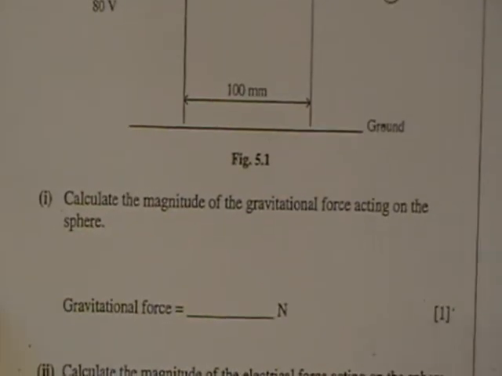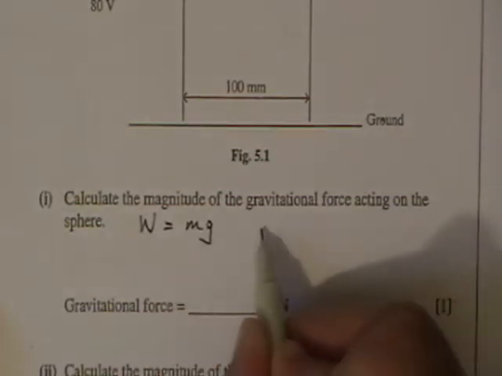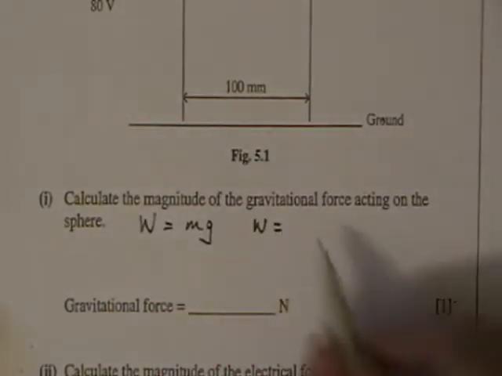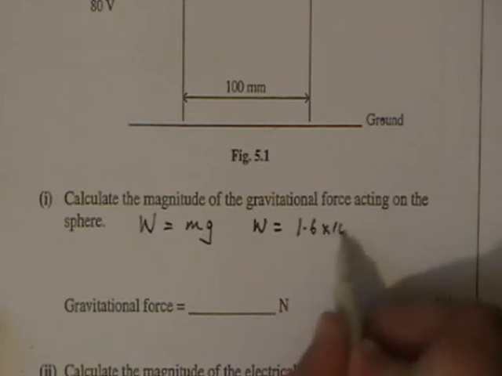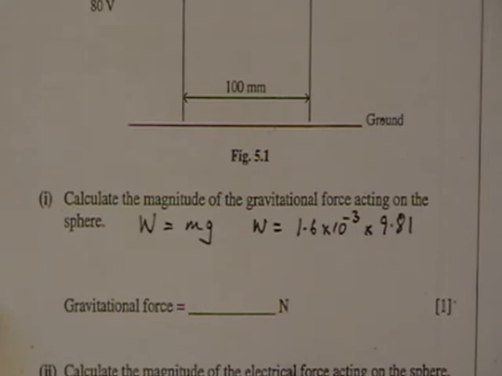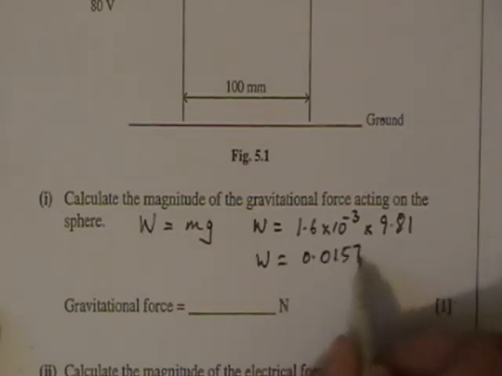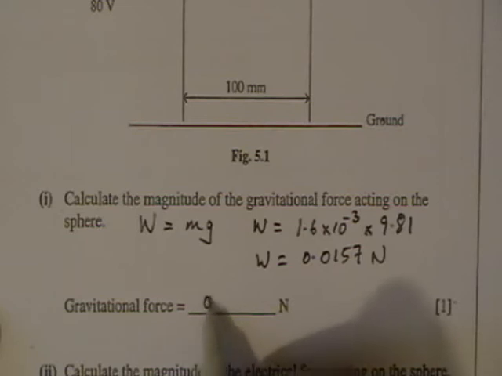Well, this is a fairly straightforward calculation. We're going to use W equals mg. We just need to be careful there that it's 1.6 times 10 to minus 3 kilograms times 9.81. Fill that in and calculate that, and that gives us that W is equal to 0.0157 newtons, or 0.016 newtons.